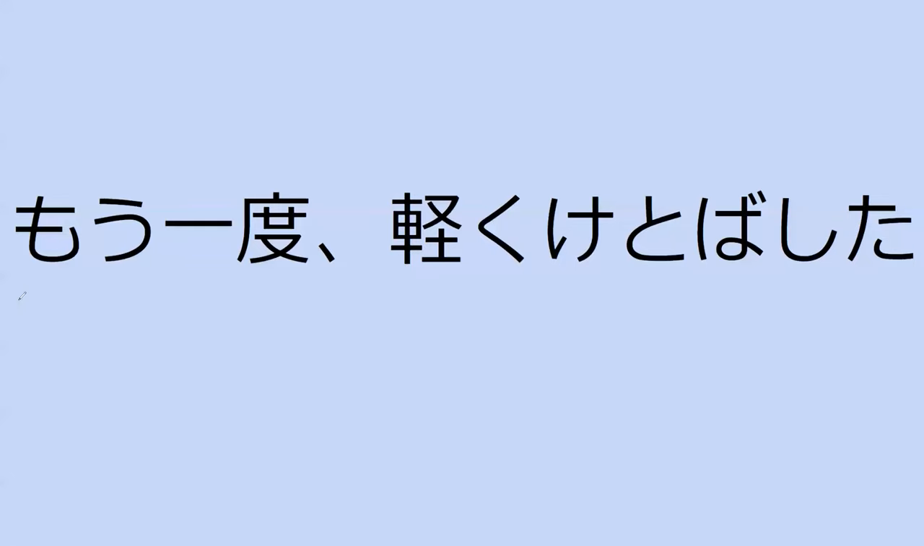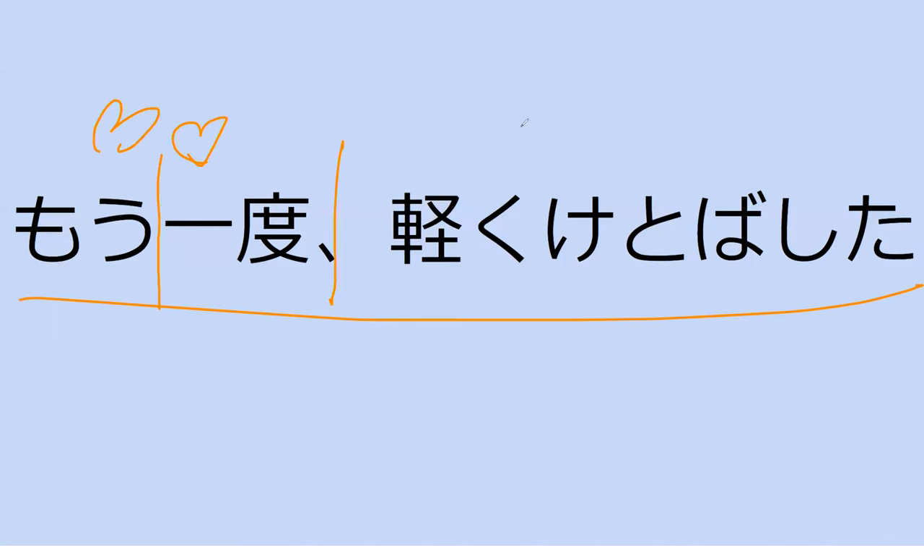Okay, can you read the sentence for me? もう一度 karuku ketobashita. So one more time. A light what? A light kick. Ketobashita. Gave. Perfect. A light kick. So once more he lightly kicked somebody. They lightly kicked. I like it.